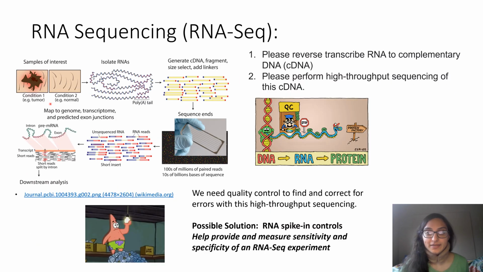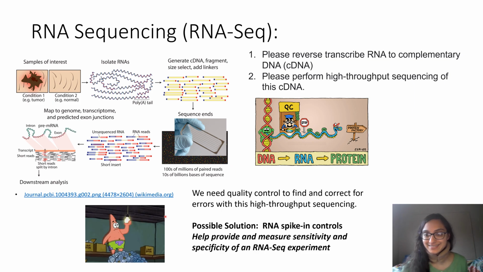So we need some quality control to find and correct for errors with this high throughput sequencing. These mistakes can happen, and even within the cell we have quality control, DNA mismatch repair and other things that happen in general. When we're going from DNA to RNA to protein, we also have quality control. So we should also do our part to do quality control when we're trying to measure the amount of RNA transcript reads inside a given cell.